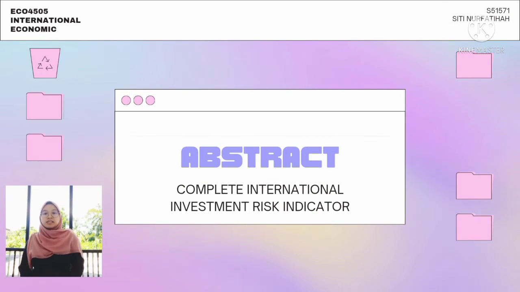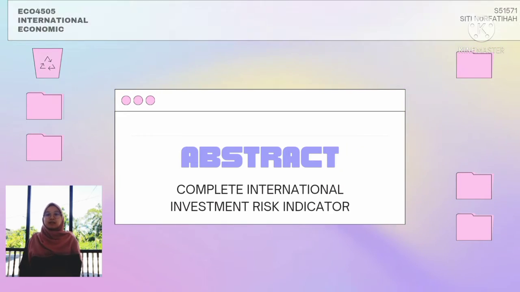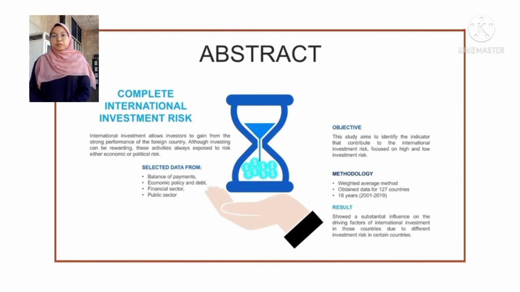International investment is an investment strategy that encourages investors to expand the diversity of investment instruments and accelerate economic performance. International investment allows investors to gain from the strong performance of a foreign country. Although investing can be rewarding, this activity is always exposed to risk, either economic or political risk.